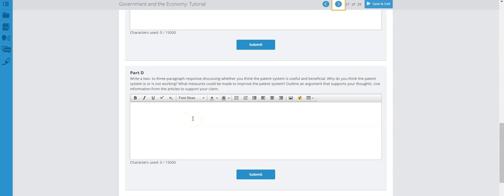Please use your notes, and if you have to use internet resources, please do so, but do not copy and paste. Make sure everything is written in your own words.